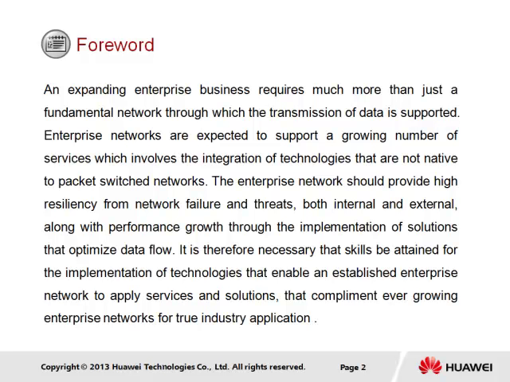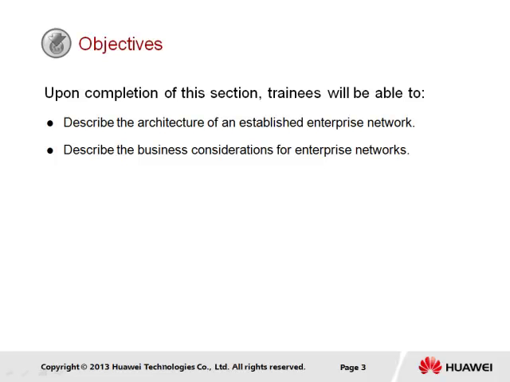It is therefore necessary that skills be attained for the implementation of technologies that enable an established enterprise network to apply services and solutions that complement ever-growing enterprise networks for true industry application. Upon completion of this section, it is generally expected that trainees will be able to describe the architecture of an established enterprise network, as well as describe the business considerations for enterprise networks.